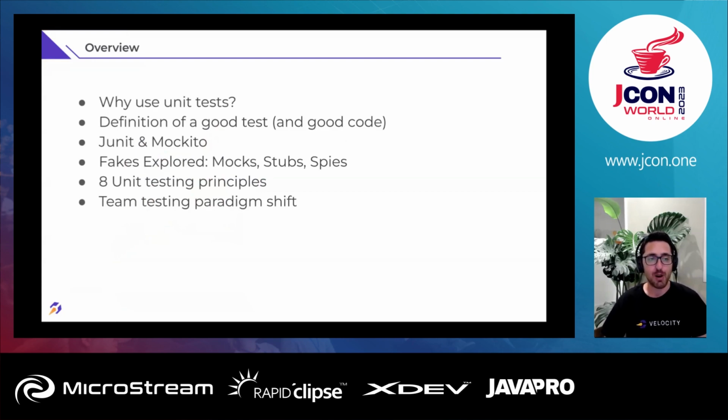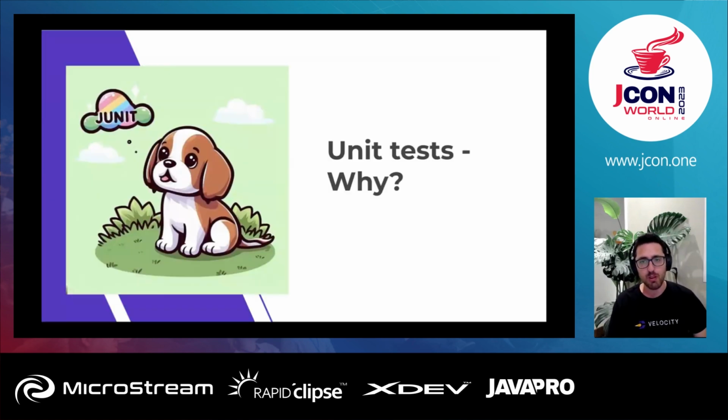So we're going to talk firstly about why to use unit tests, then a definition of a good test and a bit of good code. We'll talk about JUnit and Mockito. We'll explore fakes, mocks, stubs, and we'll talk about spies. Then a few unit testing principles. The 8 here is a mistake, my bad. And we'll talk about the team testing paradigm shift, which is really important. So let's start. First of all, why do we even want to unit test?